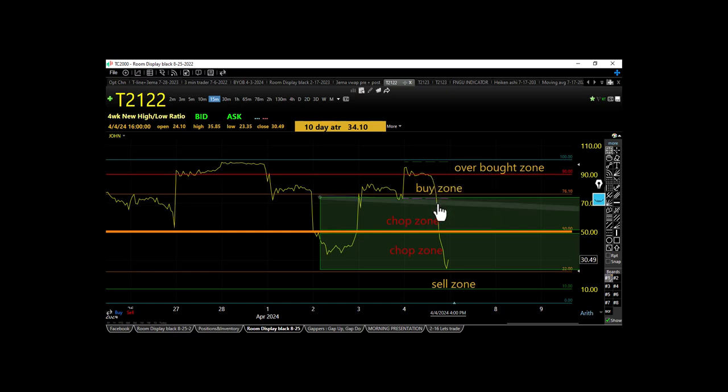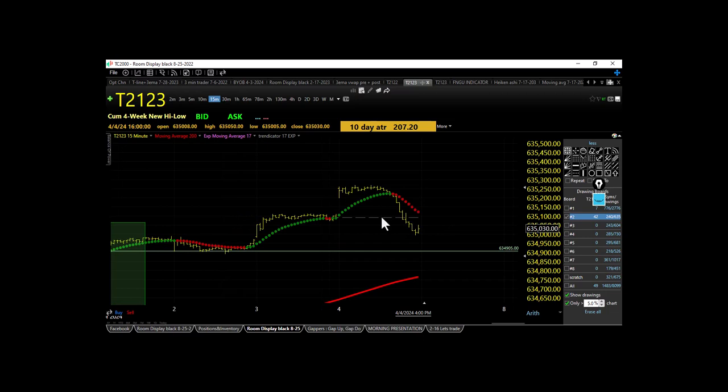We went right through the buy zone, right through the buyer's chop zone, past the midpoint, knocking on the door of the sell zone, and found a home right up here in the seller's chop zone. So that's T2122. All right, T2123.